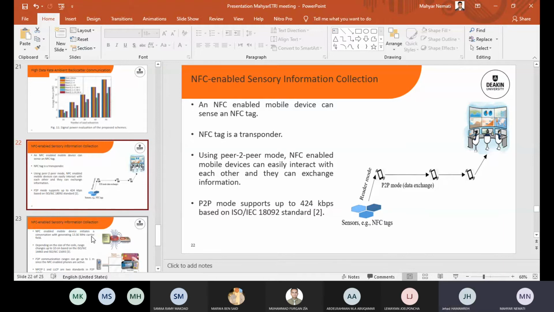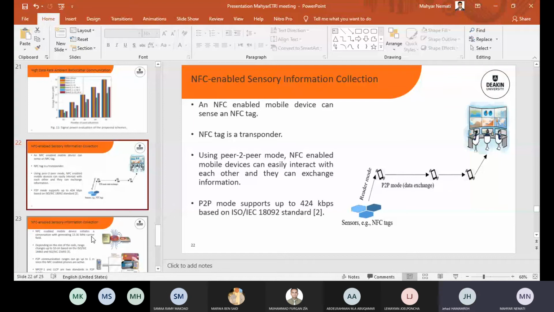So as you may know, all the new Samsung cell phones or mobile phones are enabled by NFC technology. So you can do some payments with your NFC-enabled mobile phones. They are already equipped in these mobile phones. So the idea is to collect this data from NFC tags with backscatter communication.